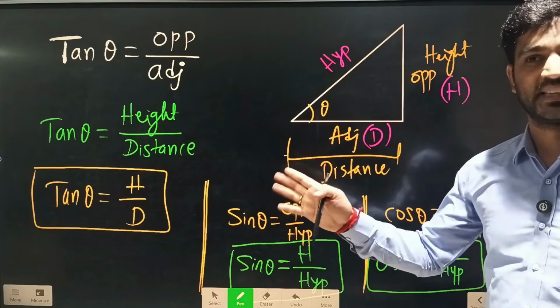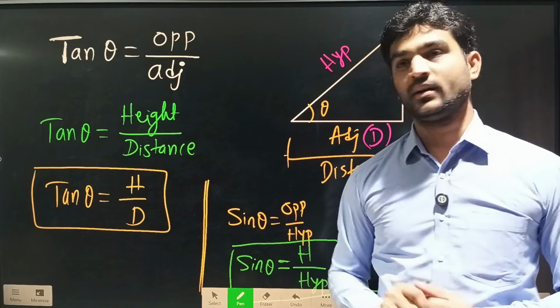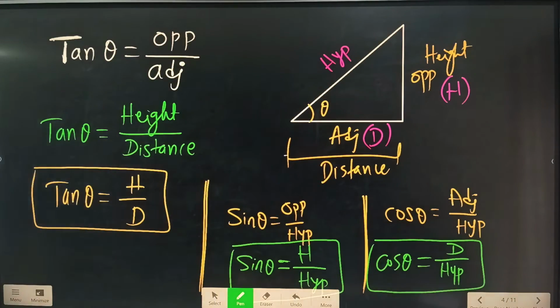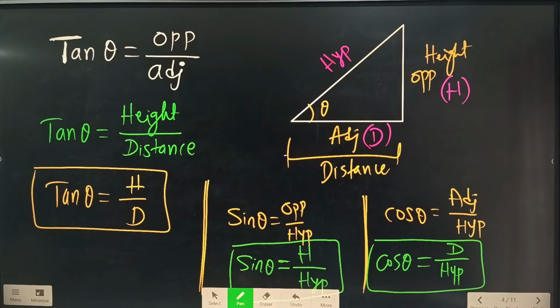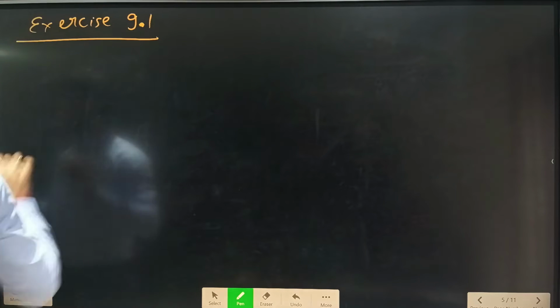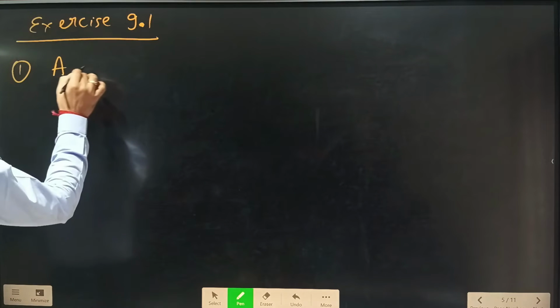ಈಗ tan theta is the ratio of opposite by adjacent, but opposite by adjacent is height by distance. Height by distance. Clear? So let's take one of the examples. One example ತಗೋಣ. So in your exercise, if you look at the first question in the exercise, let me consider first question only in exercise 9.1. So let me continue with exercise question. Okay, exercise 9.1. ಏನಿದೆ? Let me write this question here.